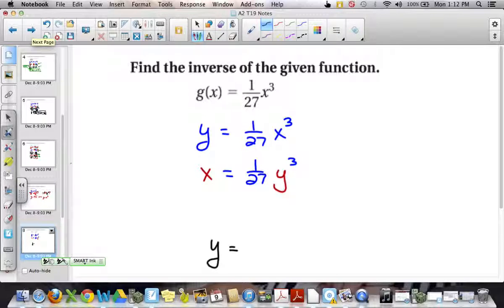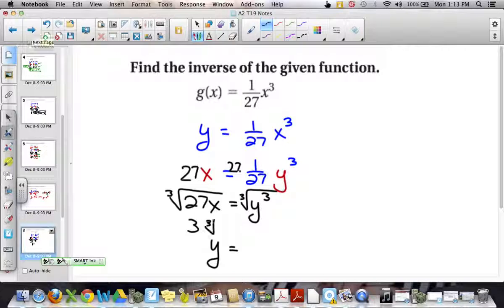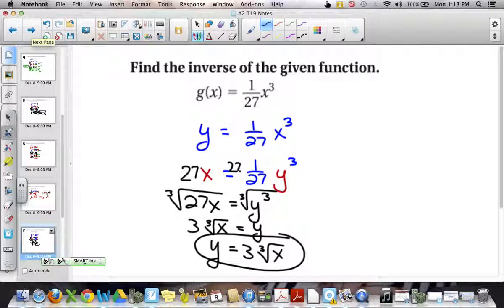So this time we need to get rid of the 1/27th. So we multiply by 27 on both sides. So we get 27x equals y to the third power. And then take the third root of both sides. So third root of y cubed, third root of 27x. Now notice that the third root of 27 is equal to 3. So we can rewrite this as 3 times the third root of x equals y. And that would be our inverse function.